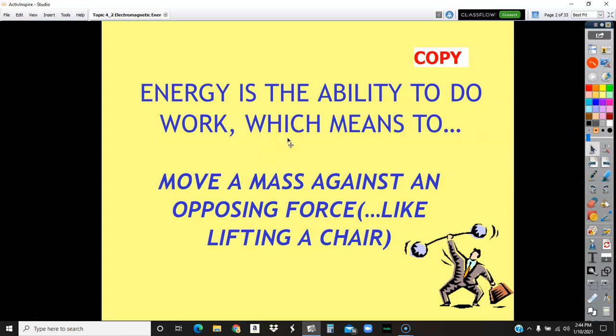Energy, by definition, is the ability to do work, like lifting a chair. So if you're at home and you lift a chair up off the ground, you are doing work on that chair. You are moving that mass, the chair, against the opposing force, which is gravity. So lifting a chair, lifting a box, lifting something off the ground is what they call work. Taking your energy and using it to lift it against the force of gravity.